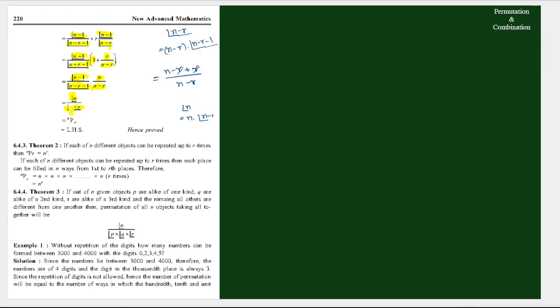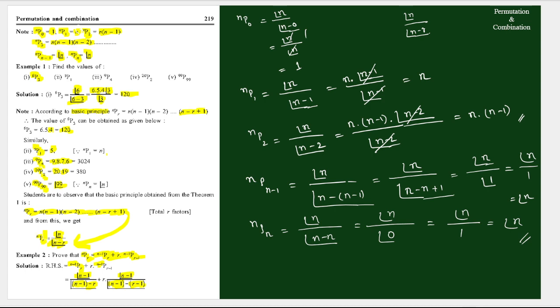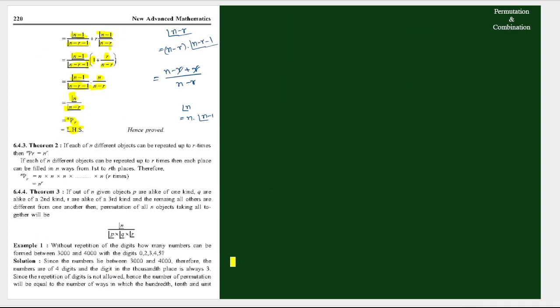So n into n minus r, this is nothing but npr, and which is equal to your left hand side. So है कि नहीं? npr is equal to this one. This also you can write as the formula of npr. ठीक है? n minus 1 pr plus r into n minus 1 p r minus 1. ठीक है ठीक है.